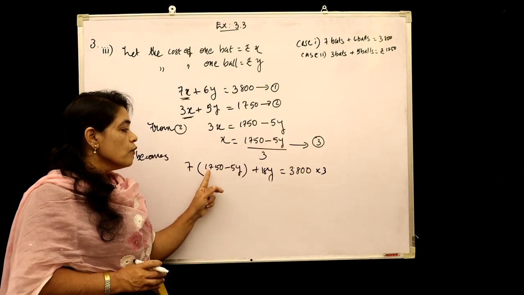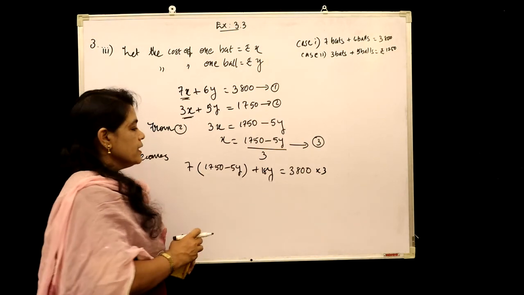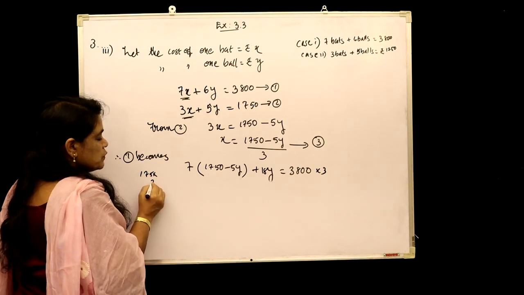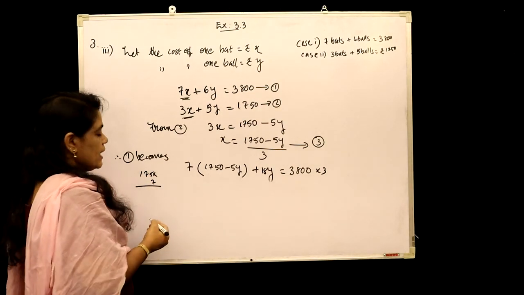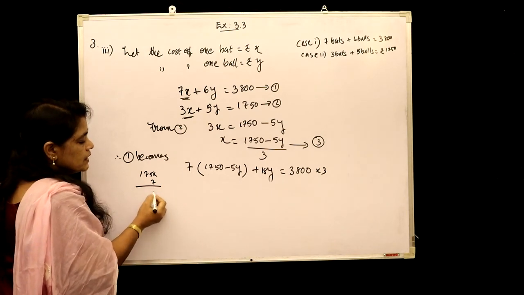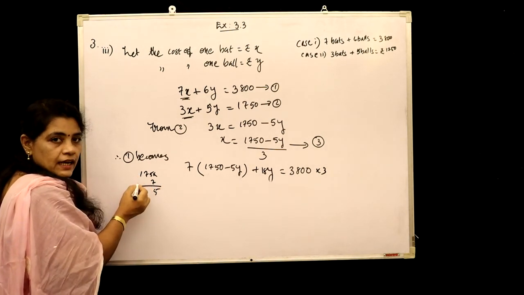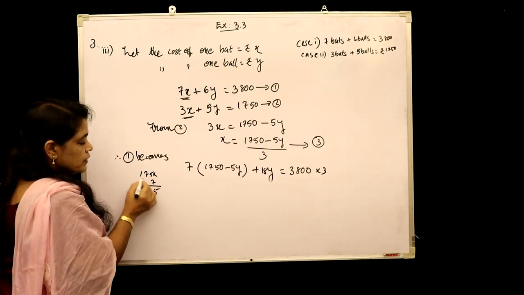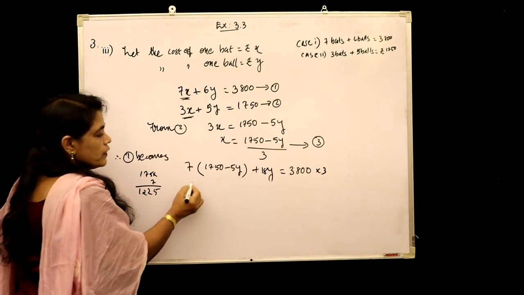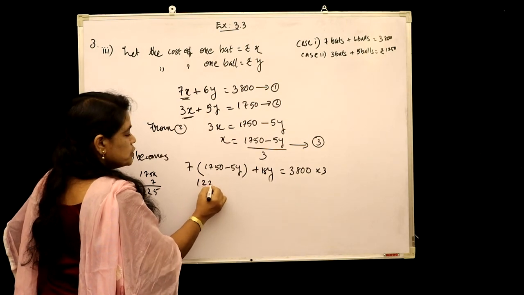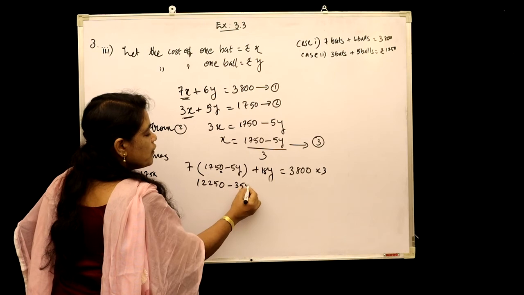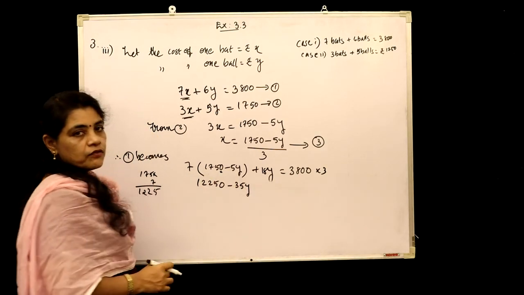This 7 is for both the terms inside the bracket, that is 1750 into 7. That is 175 into 7, 35, 3 carries, 49 plus 3, 52, 5 carries. So 7 plus 5, 12. So we have 12,250 and this 0. Minus 35y, 7 into 5, 35y.